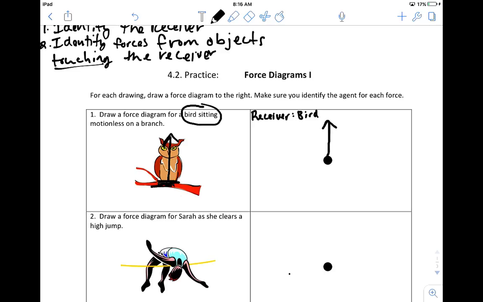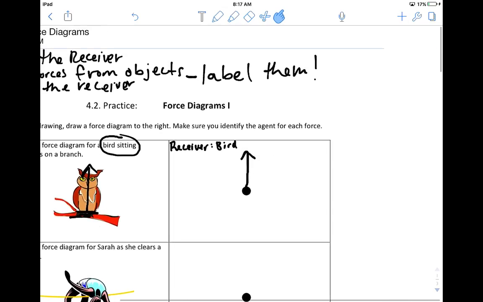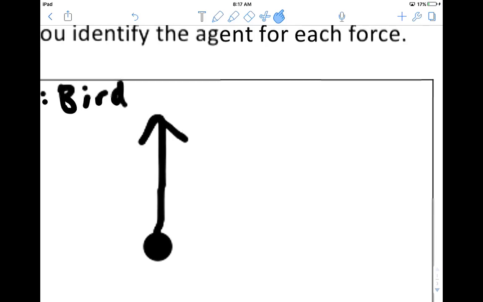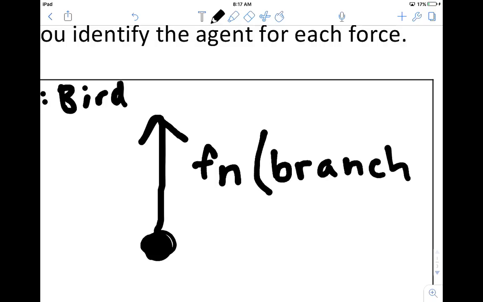And I have to name that, okay? So I'll put this in here. So identify the forces touching the receiver and then label them. All right, so I'm going to go in here and I'm going to label that arrow. All right, so I know that the dot is kind of like my bird. I'm just not going to draw the bird for my actual diagram. So this arrow is going to be normal force, Fn, and then I put in parentheses the thing causing the normal force. So it's Fn from the branch.